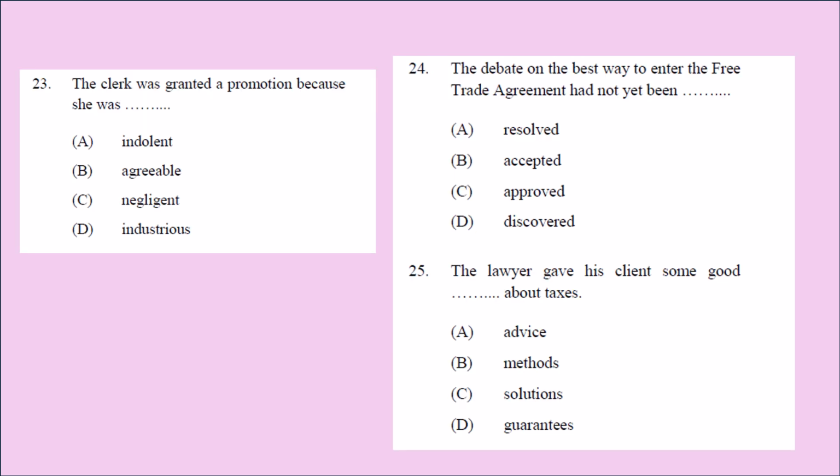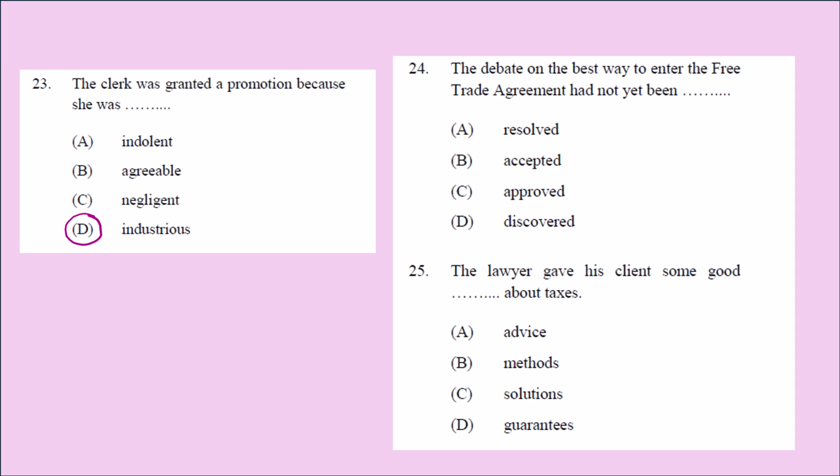Number 23. The clerk was granted a promotion because she was A. Indolent, B. Agreeable, C. Negligent, or D. Industrious. And we're going to be going for D. Industrious. Industrious means diligent and hardworking.